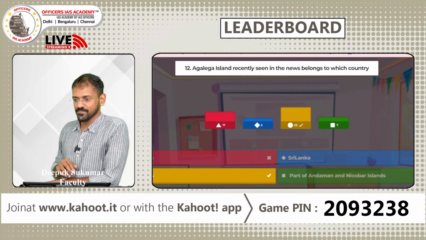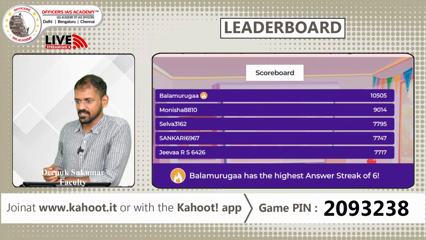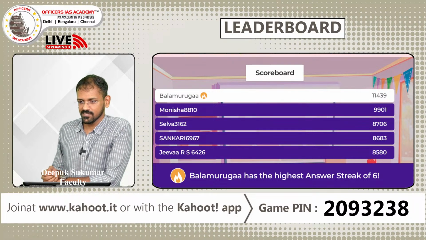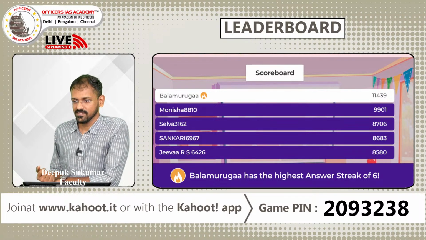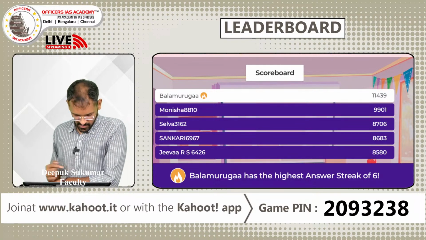Anyway, good. Let's move on. Let's see the scoreboard. Oh, Balamurga. Fantastic. And by a huge margin is retaining the place. Very good. Okay. Next question.